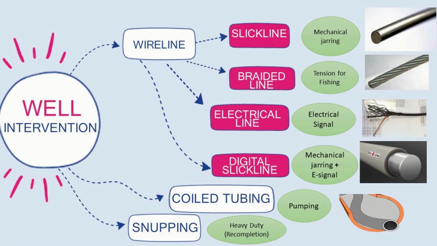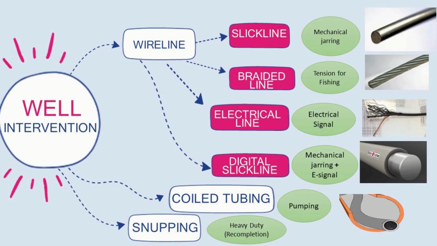Digital slick line. Slick E-line. This is a newer, hybrid technology that gives you the mechanical strength of slick line, but with an electrical conductor for digital data transmission. It can combine mechanical jarring with an E-signal. Coiled tubing. While not a wire, it's a major intervention method. This is a continuous steel tube spooled on a massive reel. The advantage? We can pump fluids through the tube for things like acid stimulation, cementing, or cleanout operations. It's used for heavier duty tasks like recompletion.